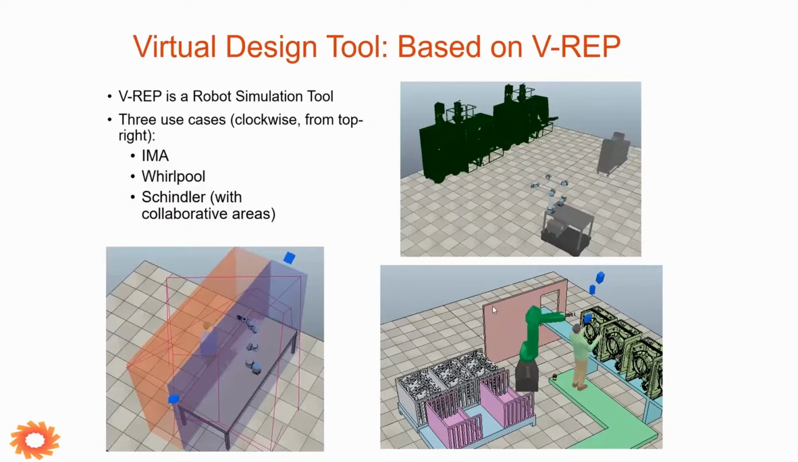Here you see some examples from the three use cases. On the top right, we have the IMA use case. On the bottom right, the Whirlpool, and on the bottom left, the Schindler use case. What you see here is basically the normal VREP functionality. You can create virtual scenes with the machines, robots, walls, cameras, and workers. Additionally, on the bottom left, you can visualize the actual field of view of the cameras, or you can mark certain areas as collaborative areas, which we have done here in orange and lila.